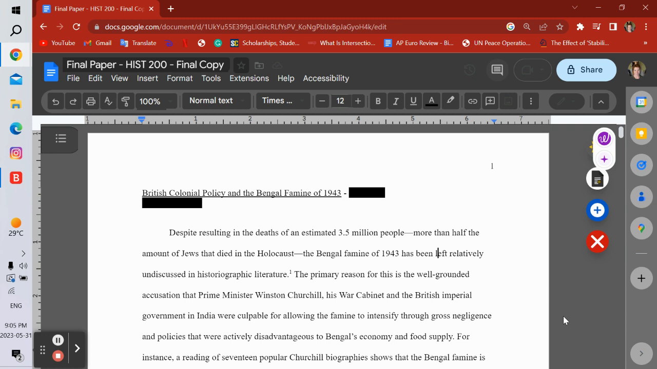This essay was written on the Bengal famine of 1943, specifically speaking about how British colonial policy in the early 40s and during the Second World War contributed to the tragedy.